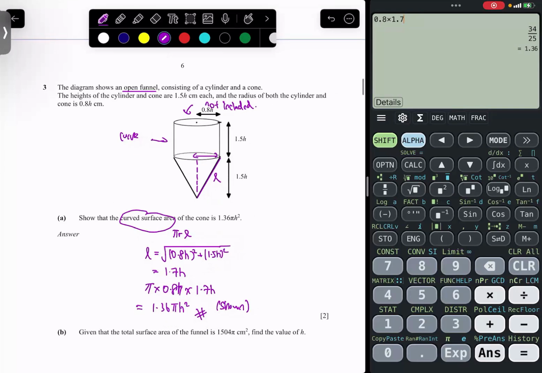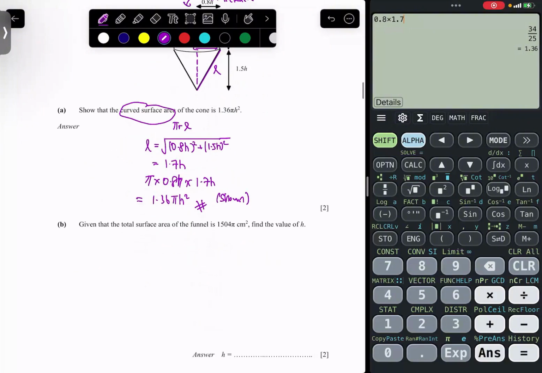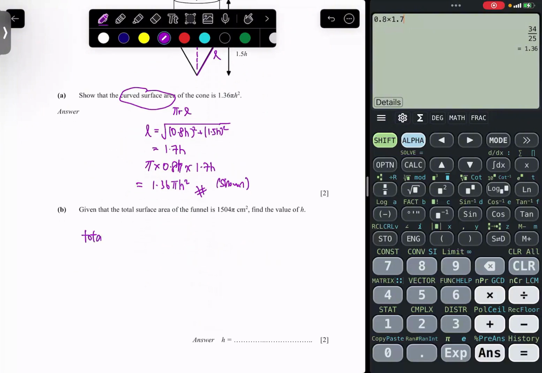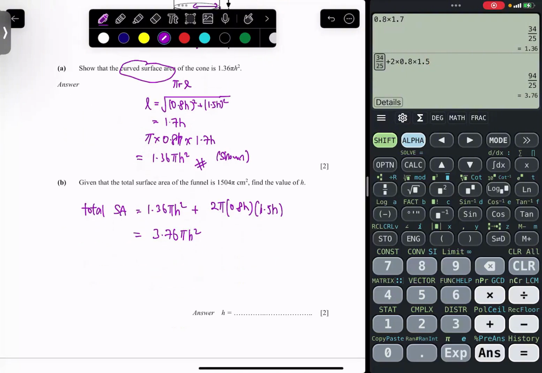Now, remember, the curved surface of a cylinder is actually the area of a rectangle that is opened up, and the length of the rectangle will be the circumference of the circle. So we'll have total surface area equals 1.36 pi h squared plus 2 pi times 0.8h times 1.5. So getting that, you will have plus 2 times 0.8 times 1.5, and 3.76 in total. 3.76 pi h squared.